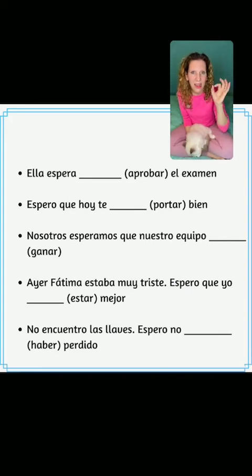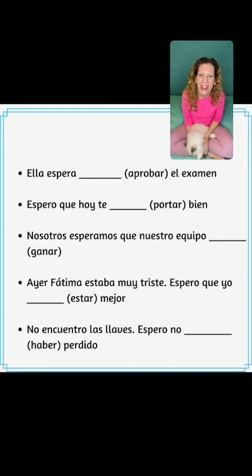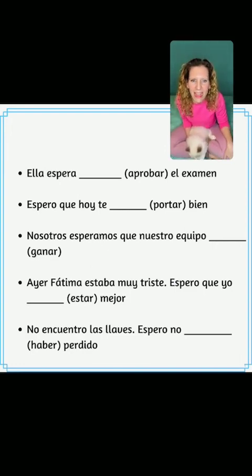Perfect. Las is the pronoun, muy bien, everyone, but we have to use haberlas. It goes after the verb, okay? I hope I haven't lost them, okay? Espero no haberlas perdido. That's it. Muy bien, everyone. Perfect.